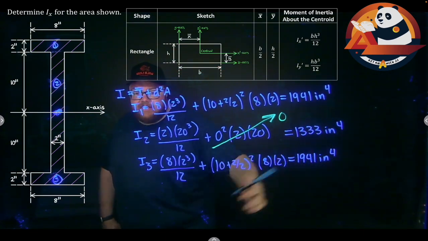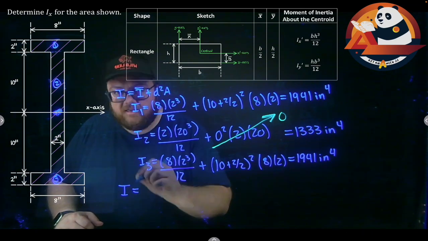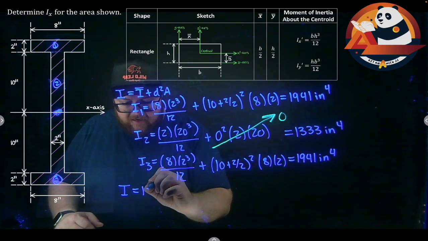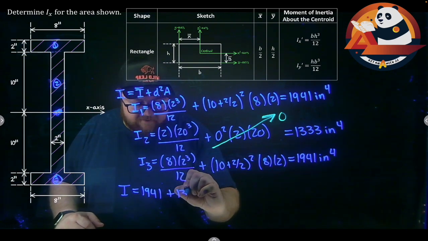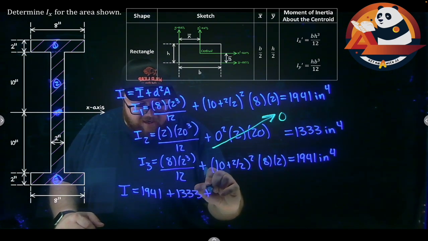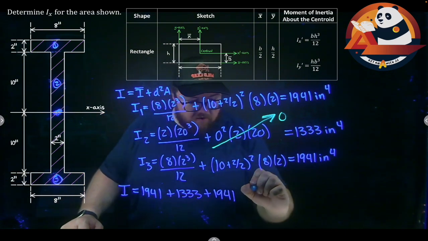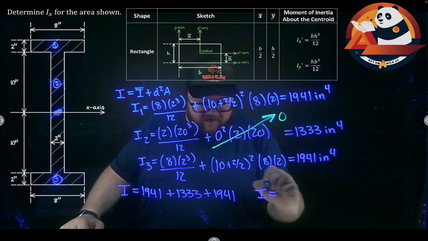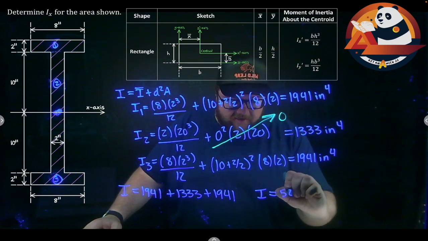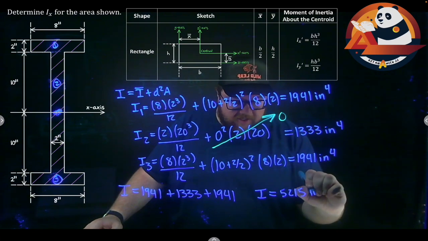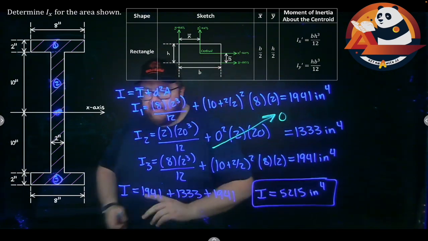Adding those 3 things together, I'll get my total moment of inertia. I is I1, 1941, plus I2, 1333, plus I3, 1941. Or my total moment of inertia here is 5215 inches to the 4th, which is my final answer.